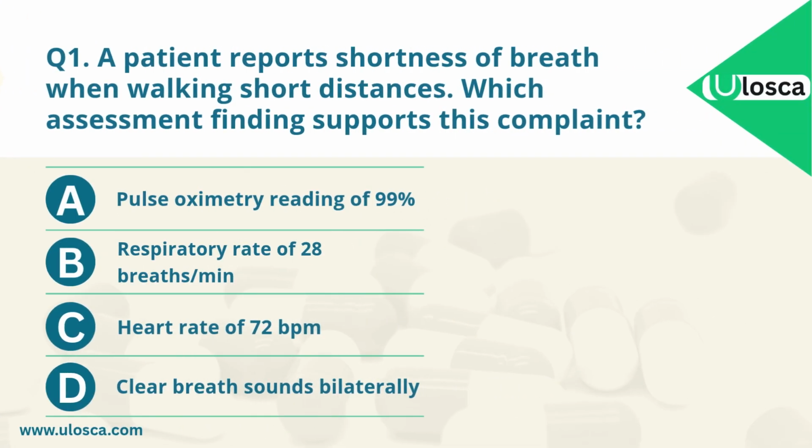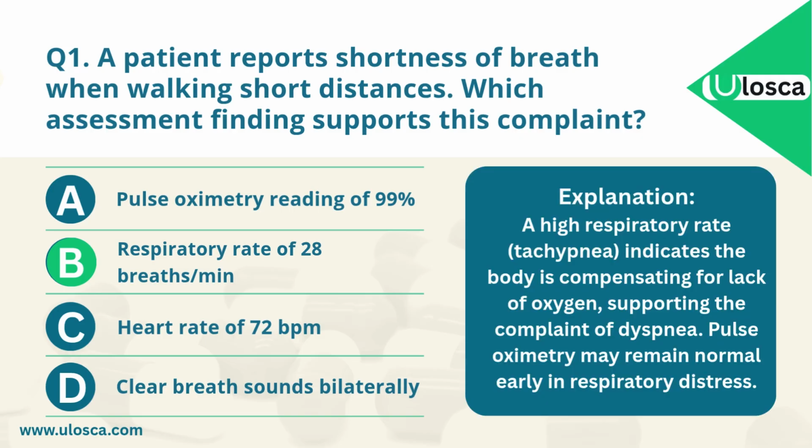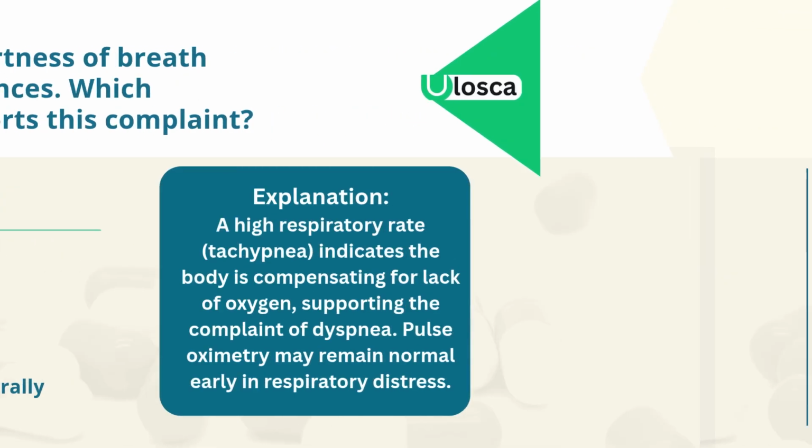The correct answer is B. Respiratory rate of 28 breaths per minute. Explanation. A high respiratory rate indicates the body is compensating for lack of oxygen, supporting the complaint of dyspnea. Pulse oximetry may remain normal early in respiratory distress.